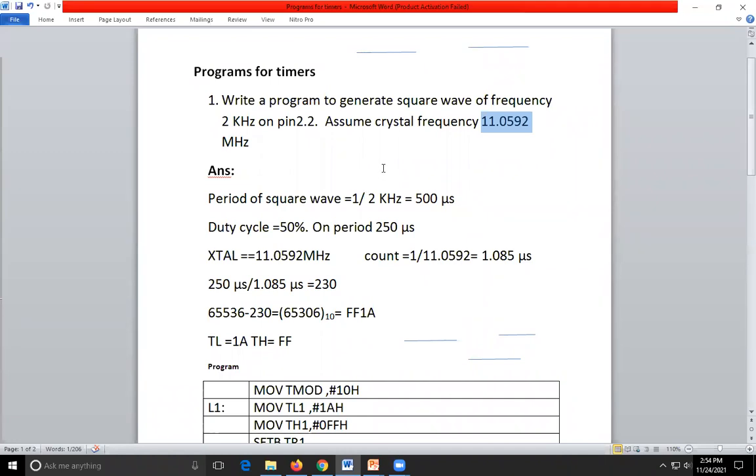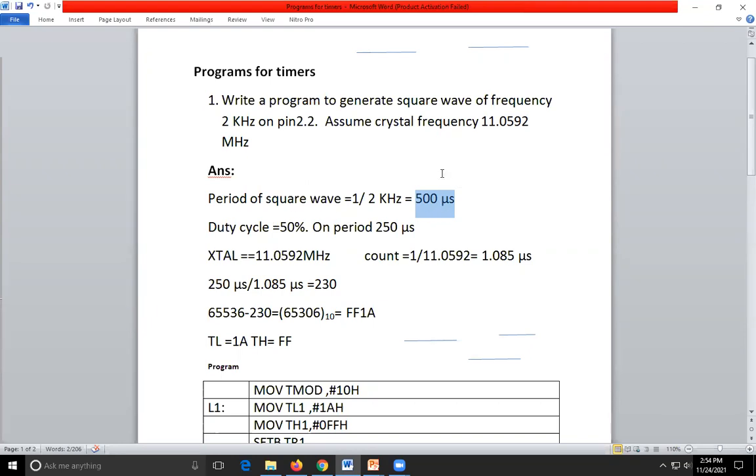To calculate the value of the delay, there are some formulas. First, we have to calculate the period of the square wave which we have to generate, which is 500 microseconds, because 1 upon 2 kilohertz is equal to 500 microseconds. Again, we have to calculate the duty cycle of 50%. Why am I giving 50%?